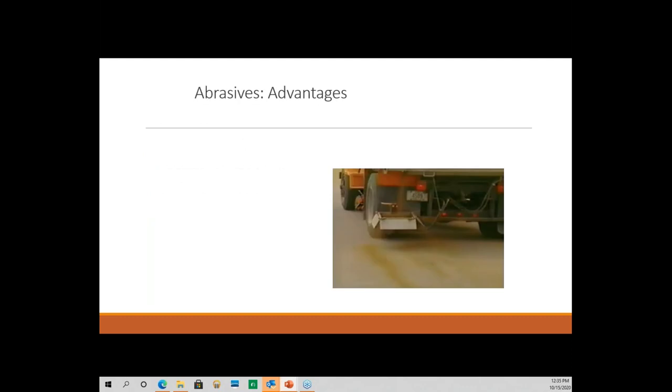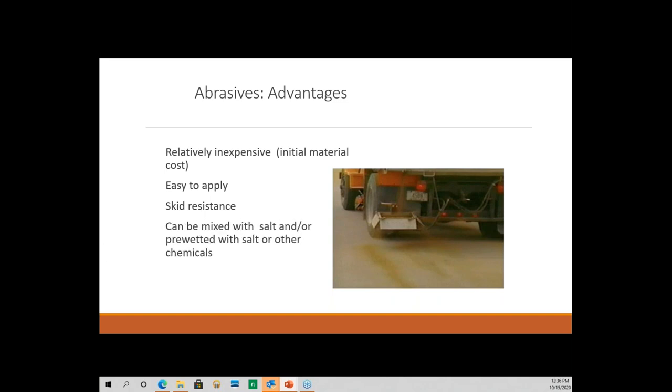Abrasives are normally spread out of a sanding box. Most of us have sanders that we use pretty extensively. They're relatively inexpensive. They're easy to apply. They do apply some skid resistance, but by the time 2, 3, 4 cars have run through that abrasive, you're kicking the abrasive out of the wheel tracks, and so you're going to have to come back in and reapply that abrasive later on.